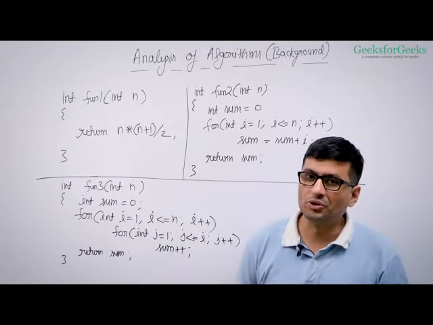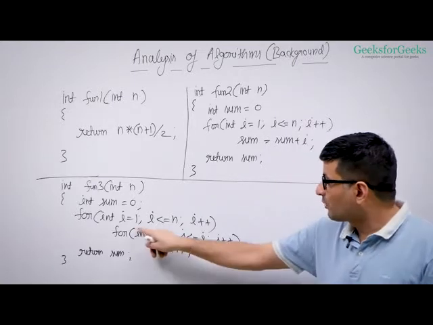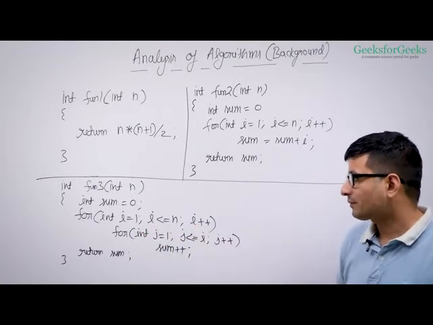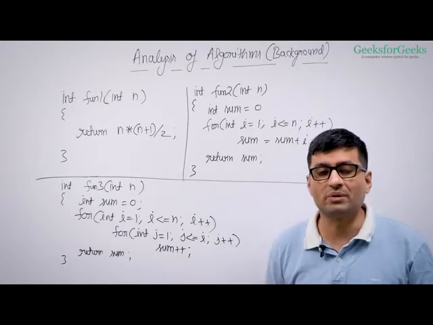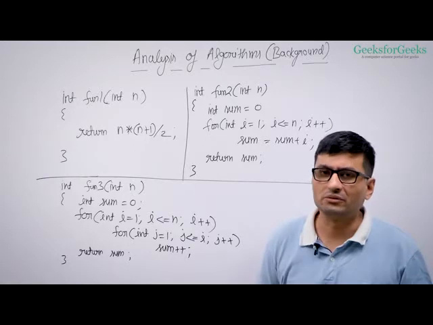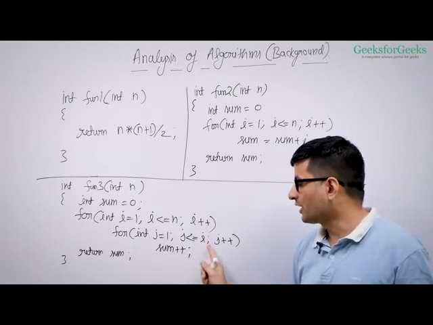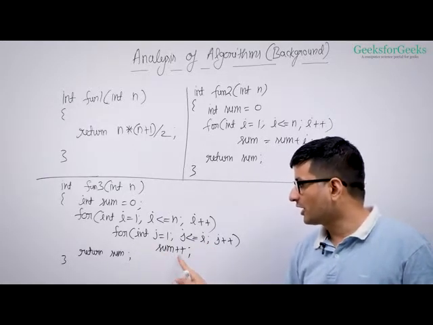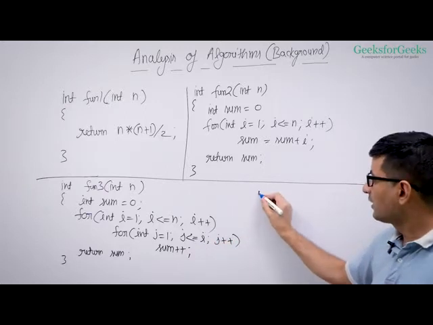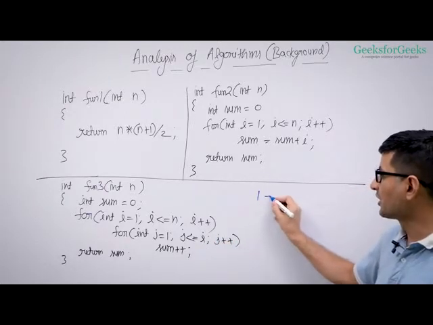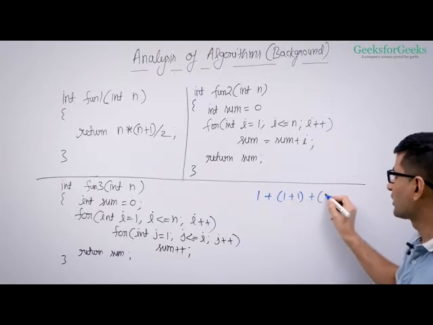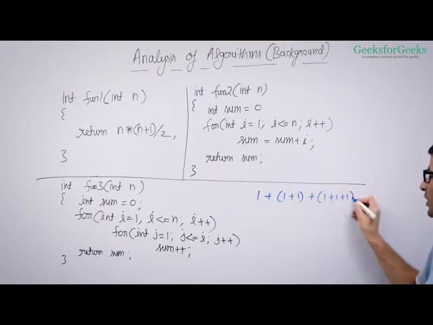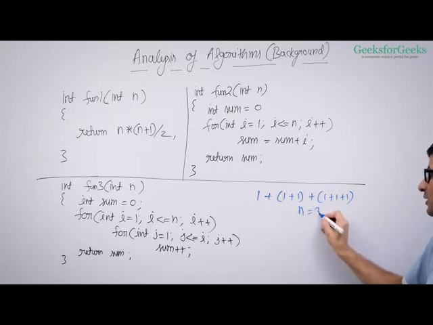What this third solution does, it goes from i equal to 1 to n, and for every i, it increments sum by 1, i times, right? So we need one more loop inside it to increment the sum i times. So for i equal to 1, it increments the sum once, then increments the sum 2 times, then increments the sum 3 times. So this is what it does for n equal to 3. So you get the sum 1 plus 2 plus 3, right?